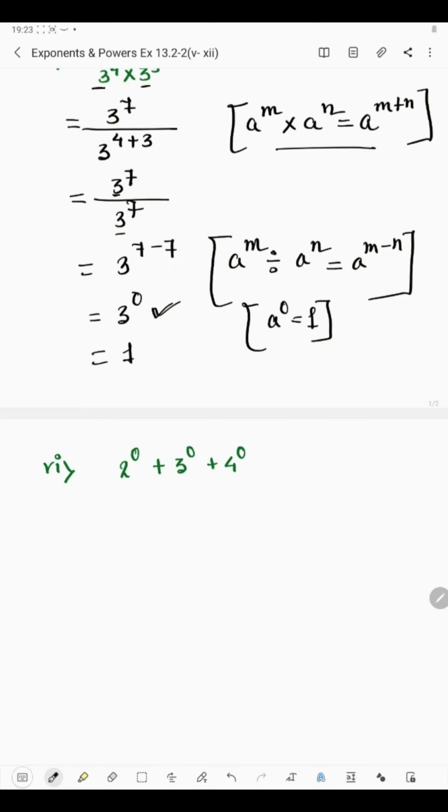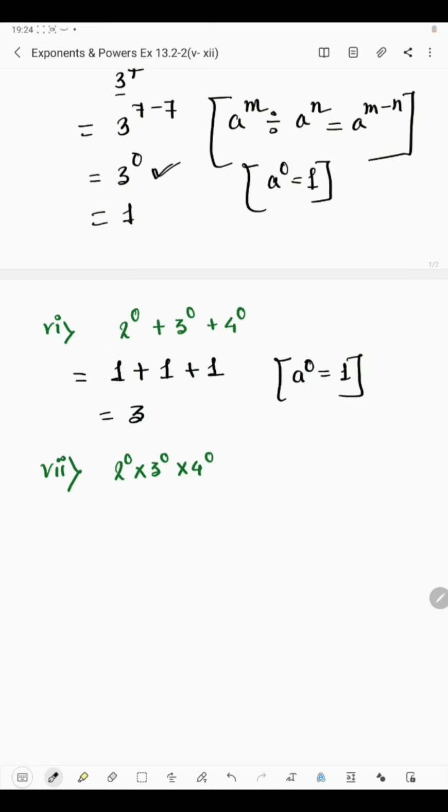Now in the sixth part we have 2 raised to the power 0 plus 3 raised to the power 0 plus 4 raised to the power 0. Now anything to the power 0 is 1. So here 2 to the power 0 is 1, 3 to the power 0 is 1 and 4 to the power 0 is 1. So 1 plus 1 plus 1 is 3. Okay. Now coming to the next part.